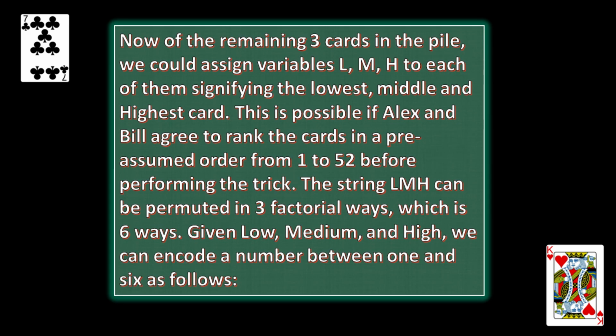Now of the remaining 3 cards in the pile, we could assign variables L, M, H to each of them, signifying the lowest, middle, and highest card. This is possible if Alex and Bill agree to rank the cards in a pre-assumed order from 1 to 52 before performing the trick. The string LMH can be permuted in 3 factorial ways, which is 6 ways. Given low, medium, and high, we can encode a number between 1 and 6 as follows.